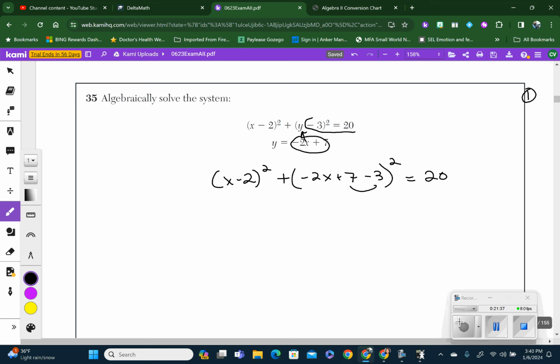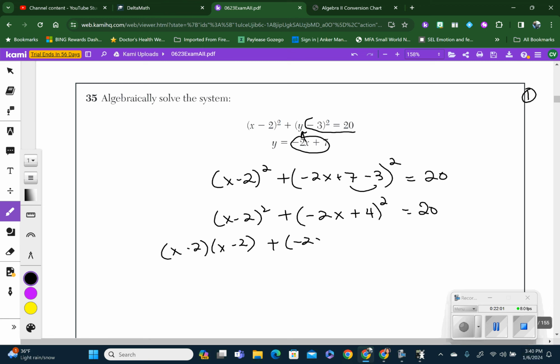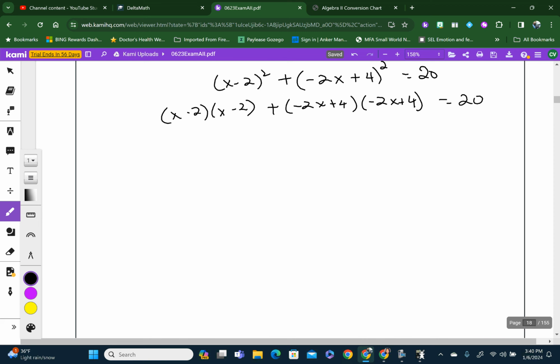All right, so I can immediately combine like terms because that irks my soul. So I have negative 2x plus 7 minus 3 is 4. And I'm going to square this plus x minus 2 squared. So none of this is difficult. It's just very annoying. So I have x minus 2 times x minus 2 plus, and I have 2x plus 4. Again, it's squared, so minus 2x plus 4. And set this whole thing equal to 20. All right, and again, very annoying, but it's okay.